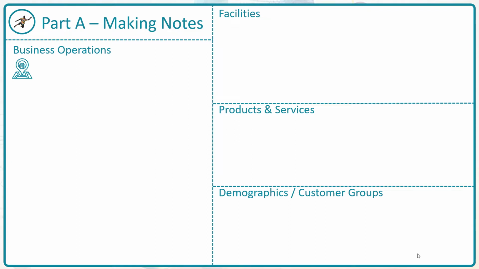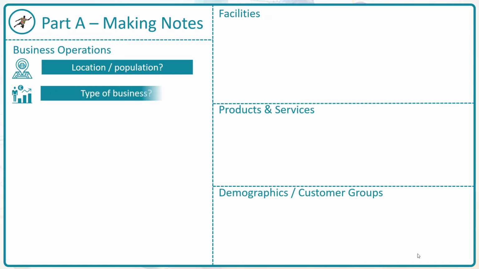So firstly, we need to look at where the business is. Is it located in a town, in a city? Is it rural? And also what its population is, i.e. what is its catchment in terms of its demographic and who potentially it is being attracted to. Then we move on to the type of business. So is it a private business? Is it a public business? Is it a sole trader? Is it a partnership? Is it the things we've studied with types of business?